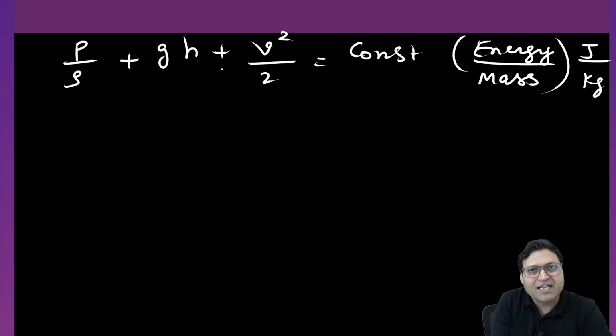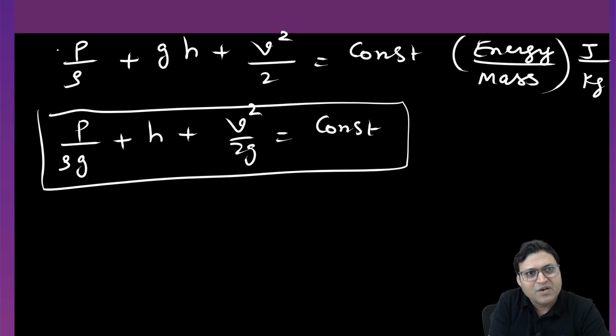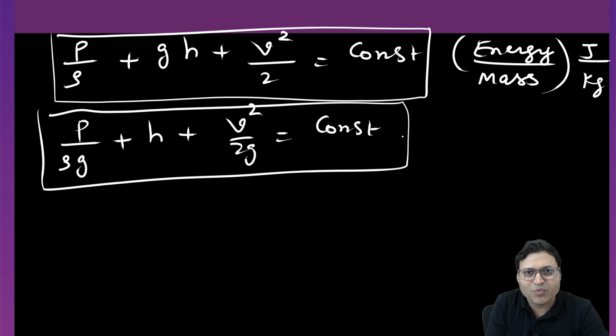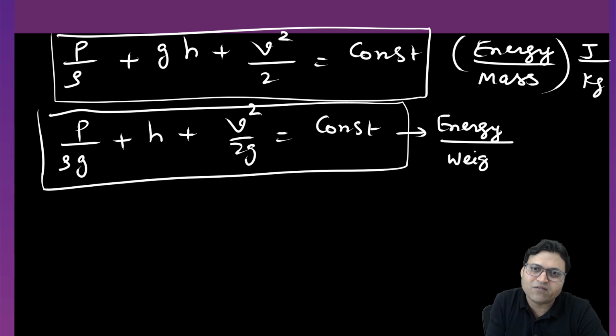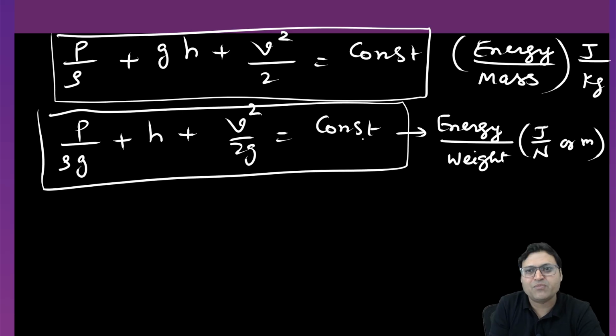And if we divide the entire equation by g also, the equation will become p by rho g plus h plus v square by 2g is constant. This is another form of Bernoulli equation. Here it is energy per unit weight of the fluid, mg, because mgh is potential energy, so mgh divided by mg, that is joule per newton, that is meter. So each and every term represents meter.